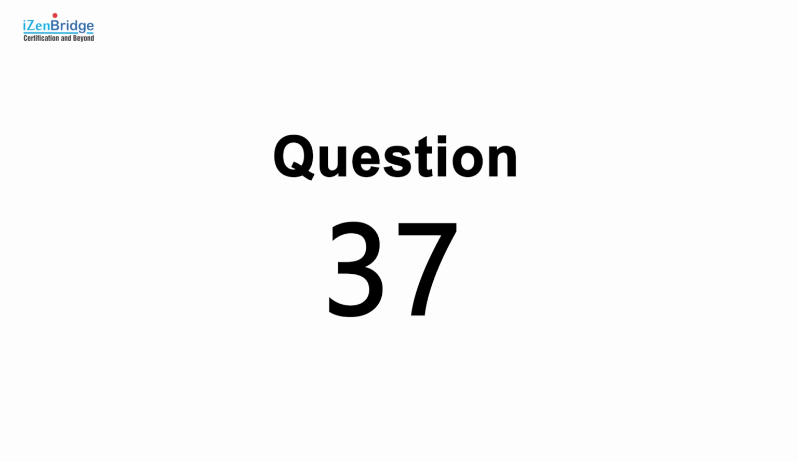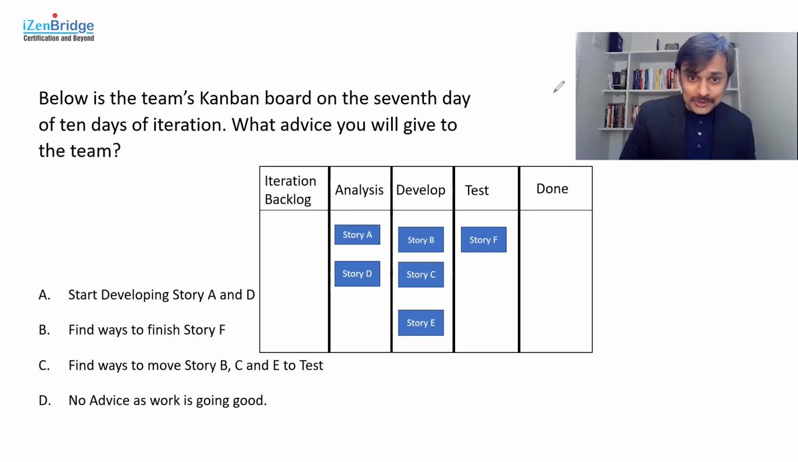Question 37. Below is the team's Kanban board on the 7th day of a 10-day iteration. What advice would you give to the team? It's about interpreting the Kanban board and seeing the right things the team should be focusing on, since we are left with around 3 days, if I include the 7th one also, in this particular iteration. Let's see what the options are.